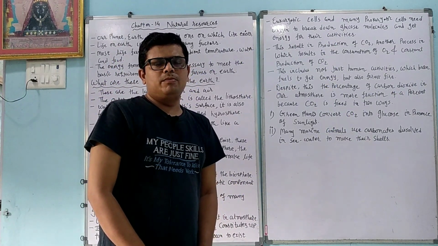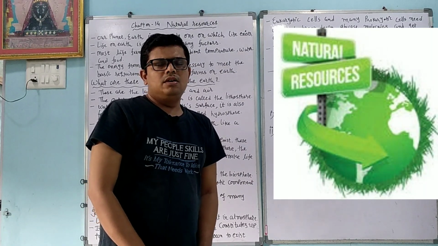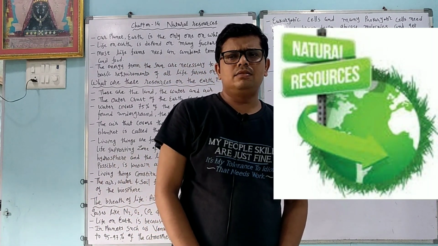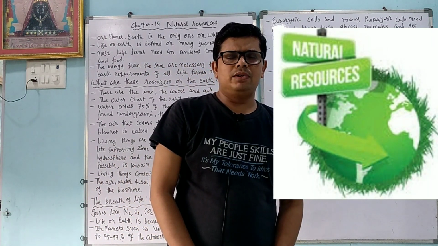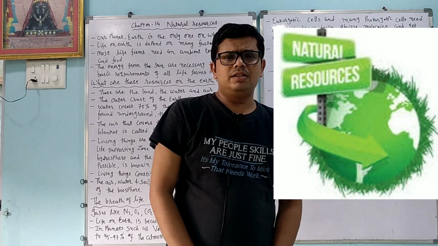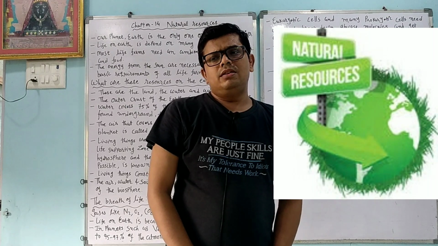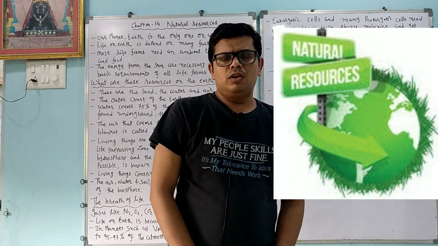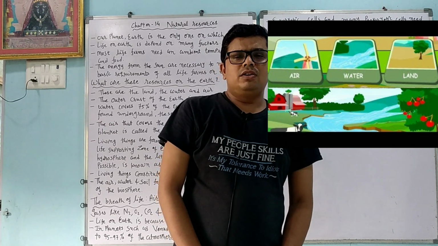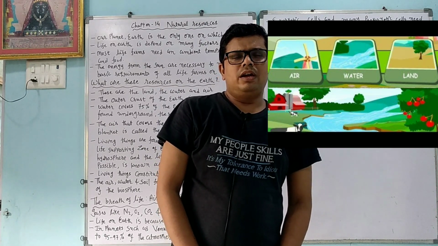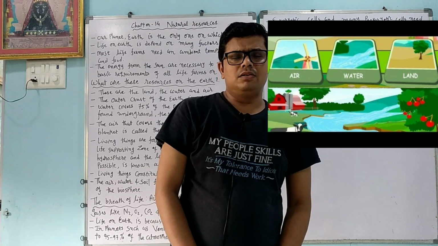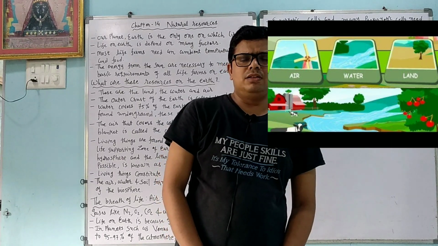Today we will start chapter number 14, natural resources. Dear student, whatever our requirements are, they are related to food, shelter, and clothes, and we get all of that from nature. So the ultimate source of our requirements is nature. Nature has three parts: the lithosphere, which is the solid part of the earth; the atmosphere, the gaseous part of the earth; and the liquid part, water, which is the hydrosphere. So our requirements are fulfilled by these three parts.